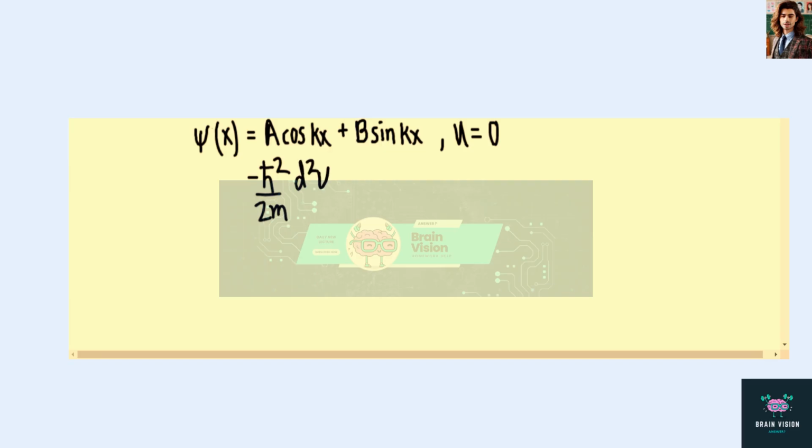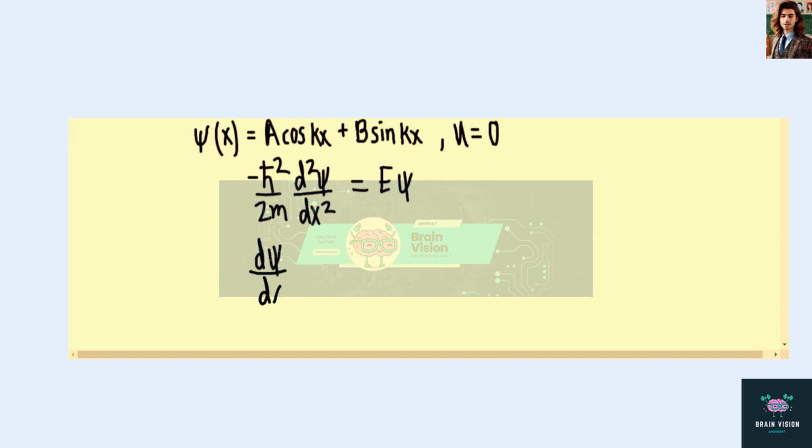The Schrödinger equation is given by negative ħ² over 2m times the second derivative of ψ with respect to x, and in this case is equal to the energy times ψ, because U is equal to 0. So we'll go ahead and get the first derivative, and then we'll get the second derivative.